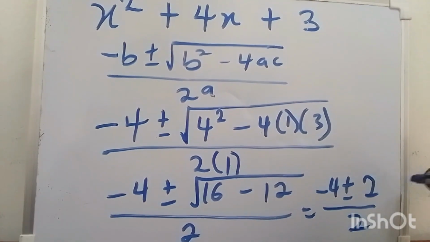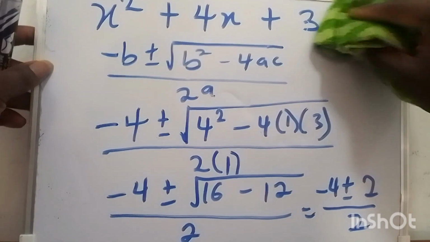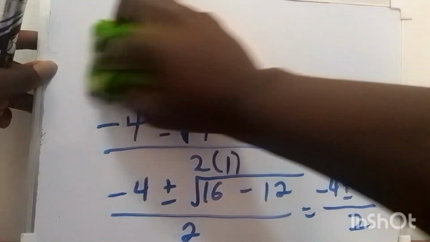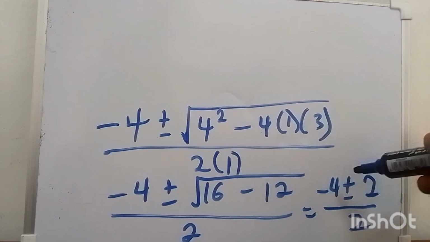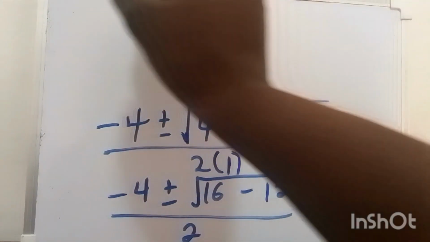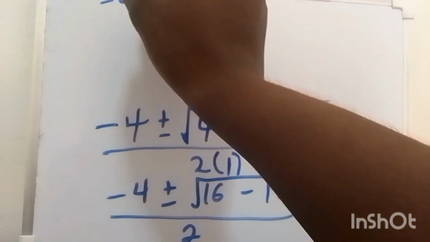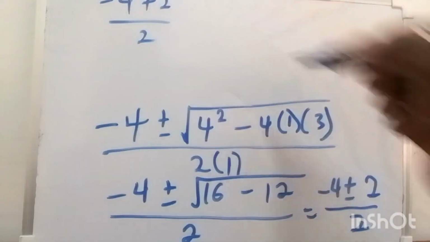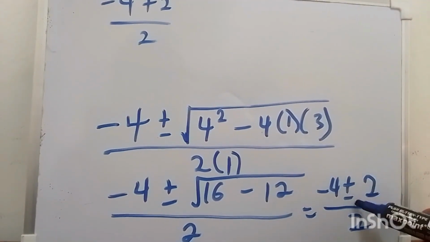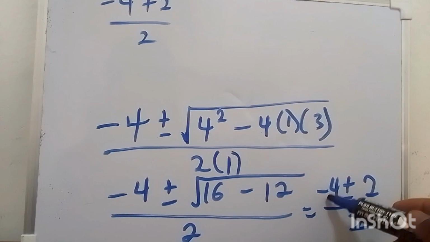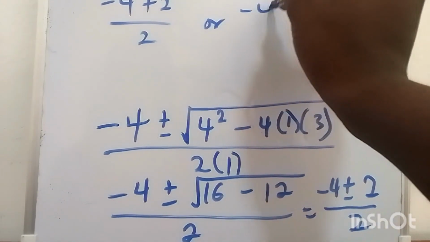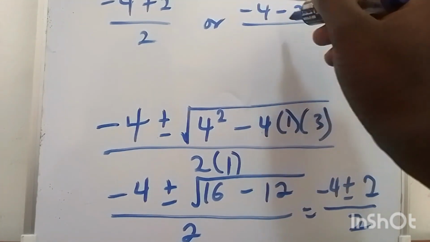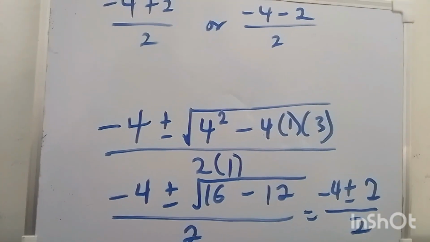Divide by 2. So what do we do next? I'm going to clean up here with the formulas. I'm going to split this because it's plus or minus. So I'm going to write it like this: negative 4 plus 2, all divided by 2, and I'm also going to write negative 4 minus 2, all divided by 2.